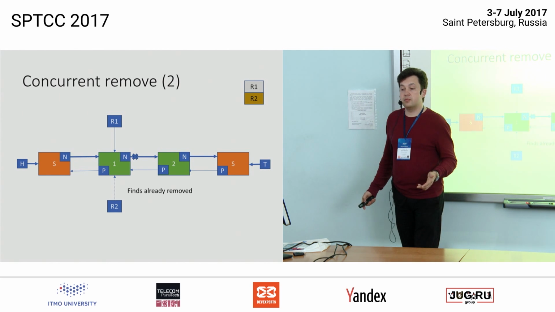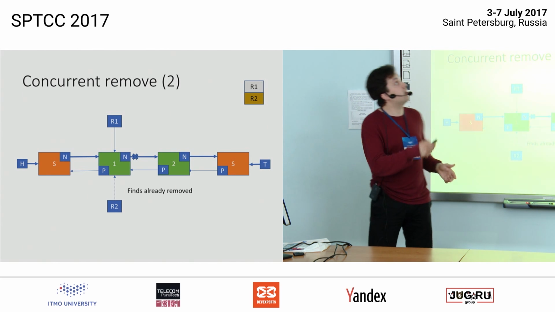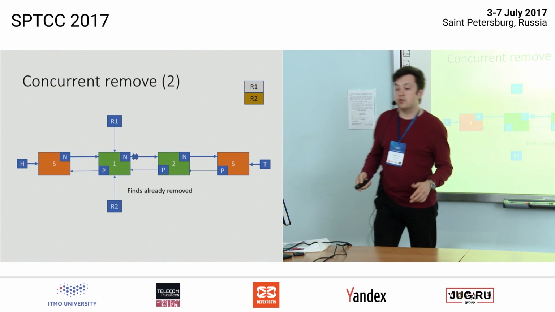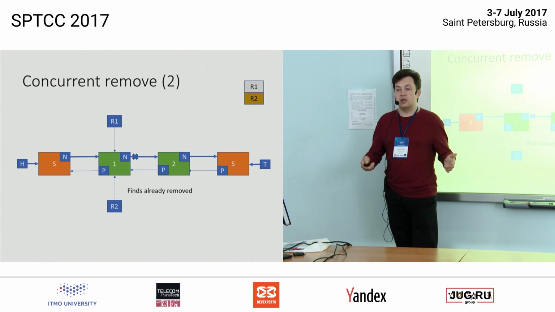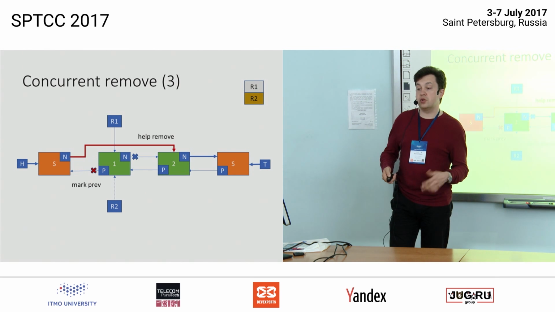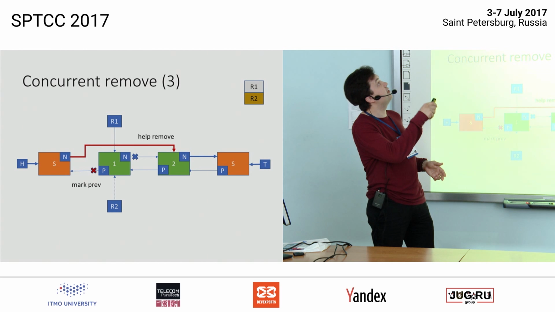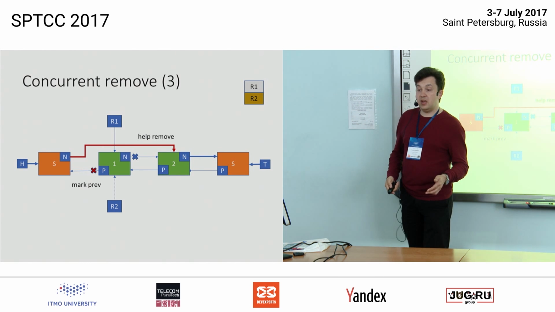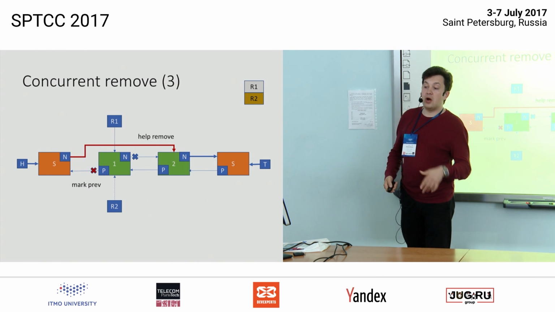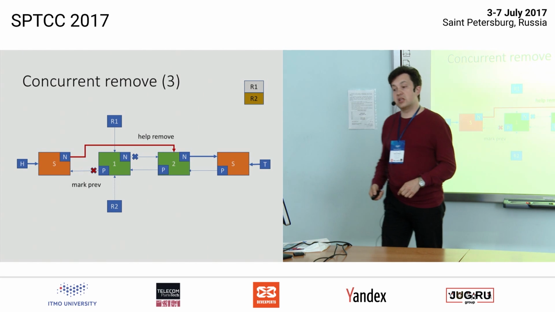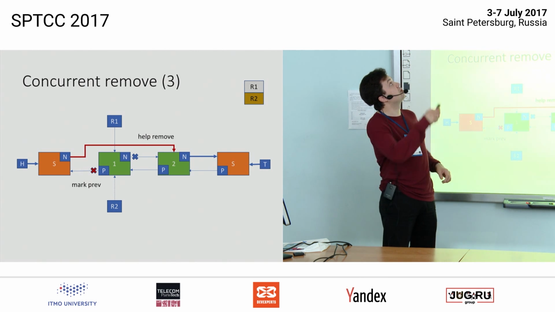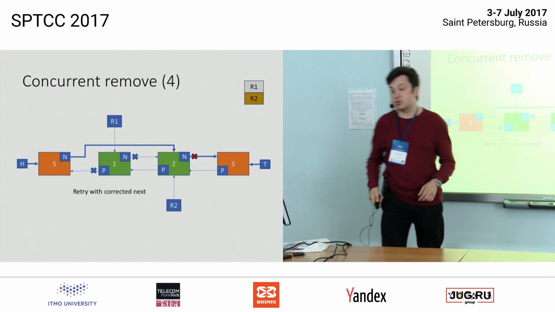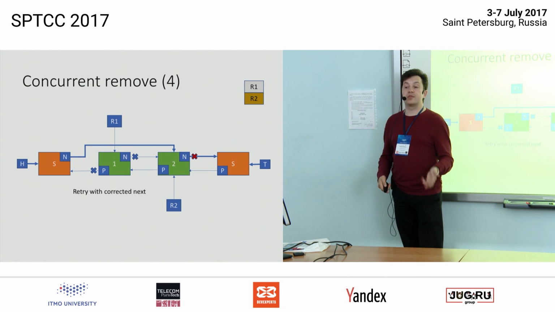Then the other thread comes in and sees, oh my god, this next pointer marker is removed. I cannot do it anymore. So it has to help the other thread to finish the operation. So it does marking previous and the help-remove operation, which corrects the previous next pointer around the removed node. Then it can retry. Now, having helped to remove this element, the second thread can retry its operation, now follow the corrected next pointer to the second node, and retry with the corrected next.